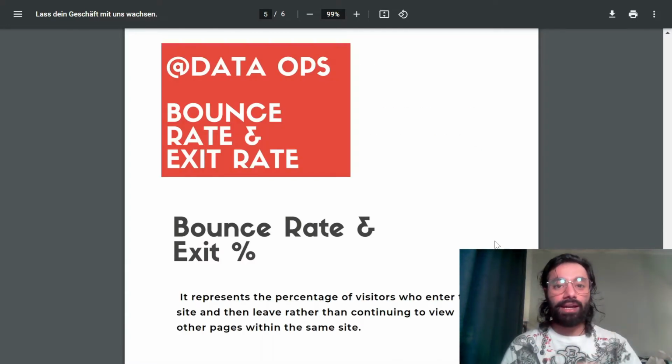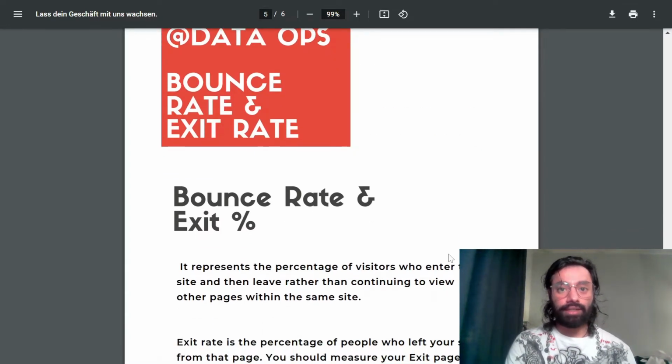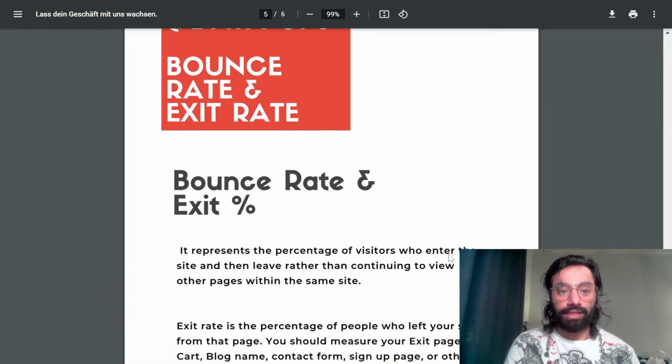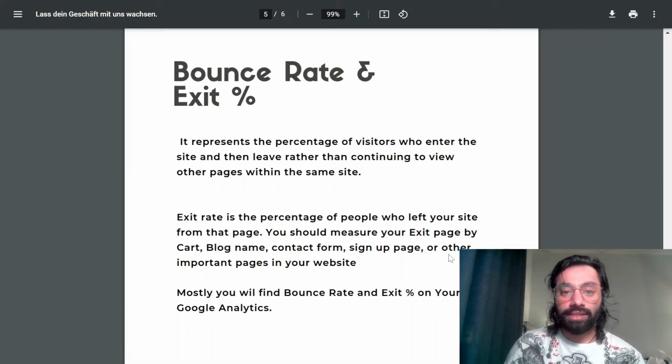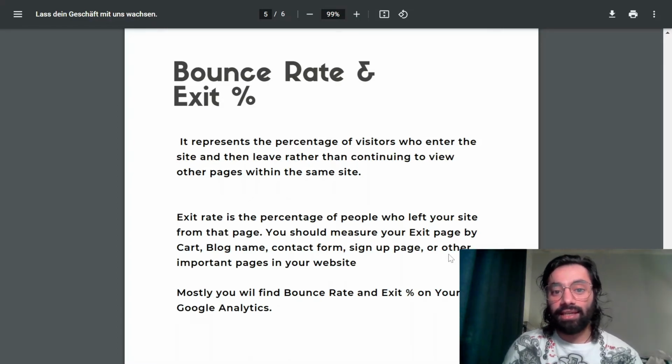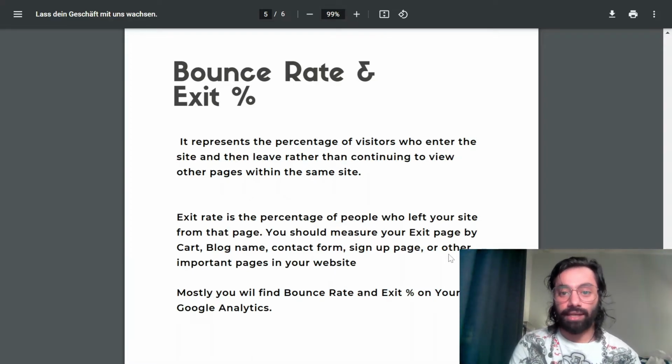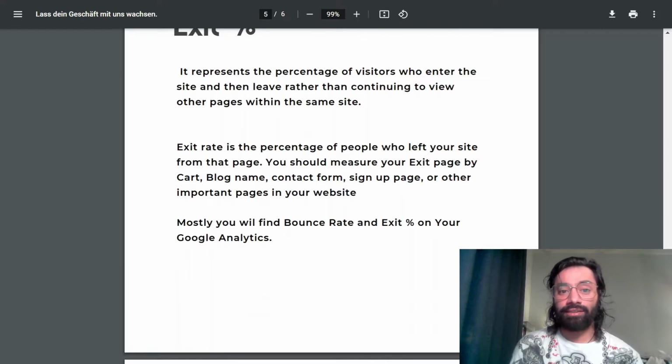The fourth KPI is the bounce rate and exit rate. There's a difference between bounce rate and exit rate. Let's get into it. Bounce rate represents the percentage of visitors who enter the site and then leave rather than continuing to view other pages within the same site. Whereas exit rate is the percentage of people who left your site from that page.